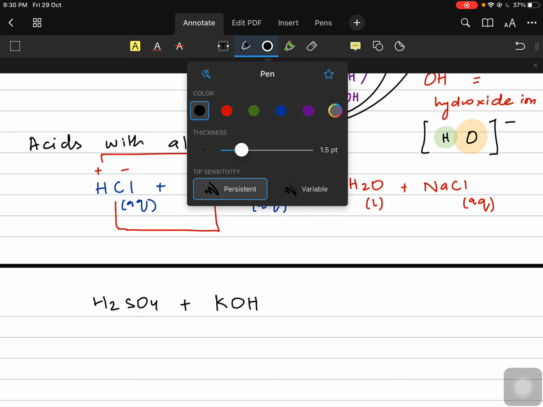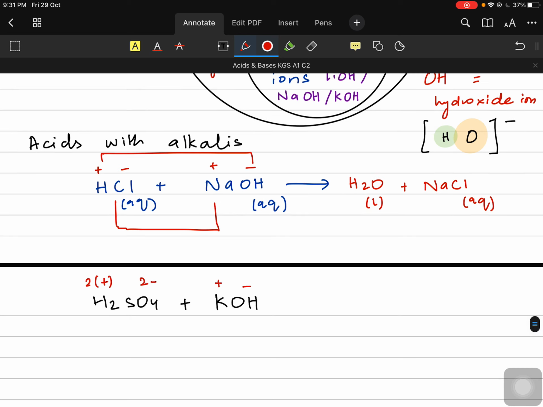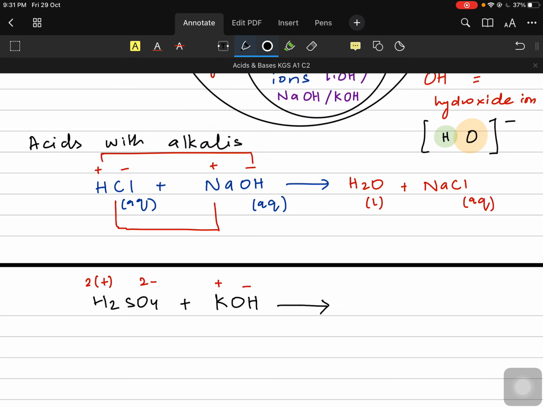Now we do know that H+ is obviously a positive cation. Sulfate has a -2 charge. Potassium is a group 1 element, so it has a charge of +1. OH is definitely a -1. What are the products? What are the combinations?